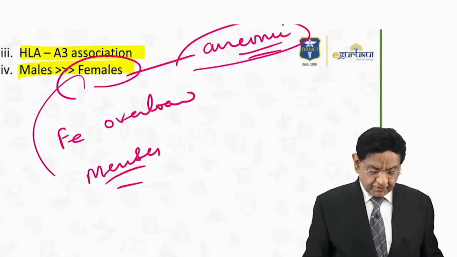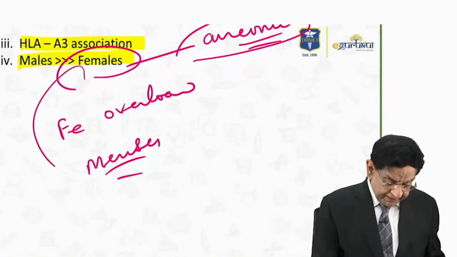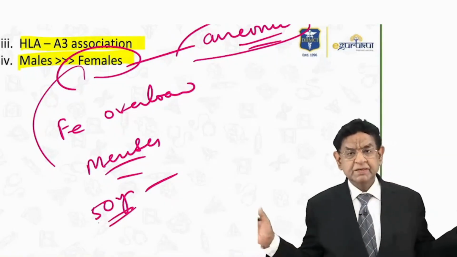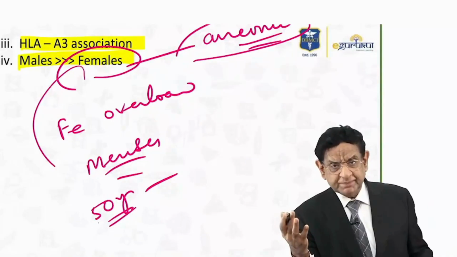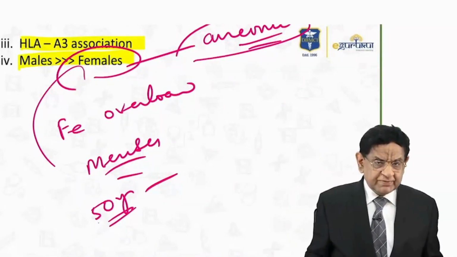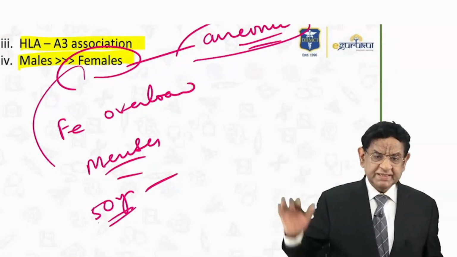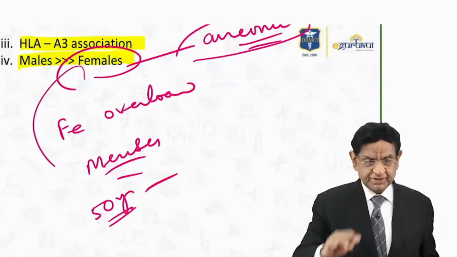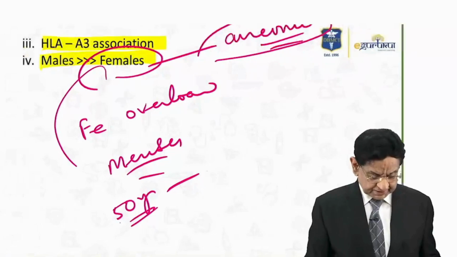Of course, it is a recessive disorder, so it may manifest after 50 years of age. But it needs a long time to accumulate iron in the body. So even in a female having an autosomal recessive disorder, it will manifest around 70 to 80 years, not at the age of 50 years. So that's why the disease is very uncommon in females.